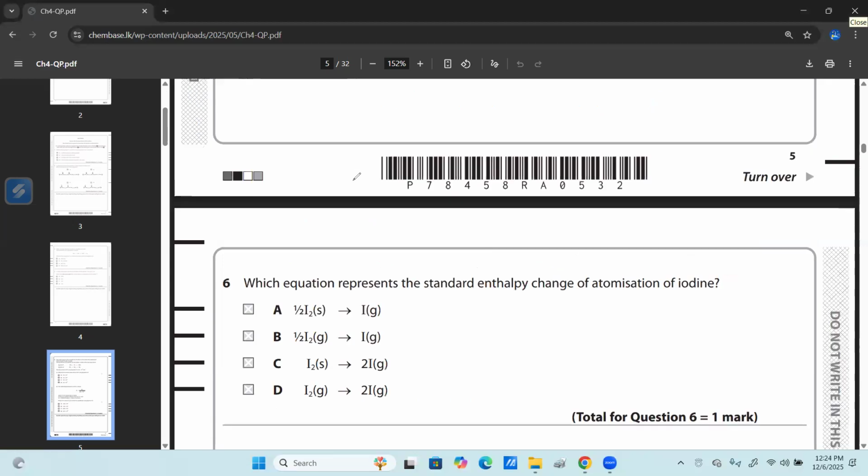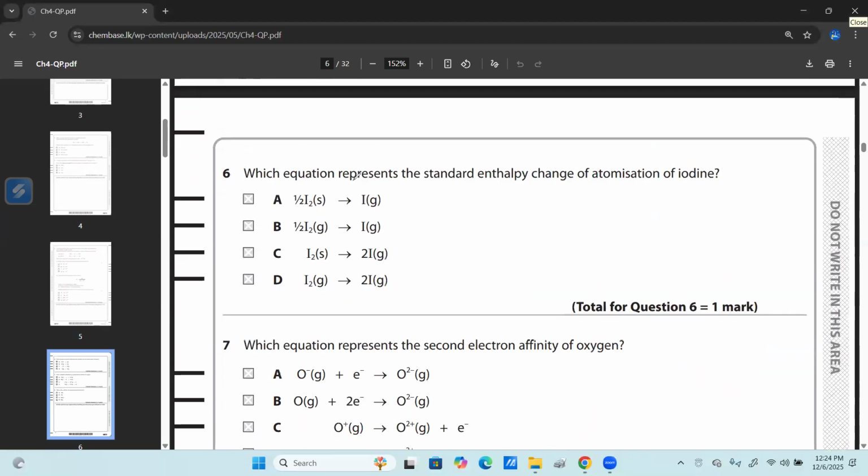Which equation represents the standard enthalpy change of atomization of iodine? In atomization, it's always for 1 mole of gaseous atoms. So you can easily omit C and D because they have 2 moles. Then it should be from the element. Under standard conditions, iodine is a solid. So the correct answer is A, from solid to a gaseous atom.